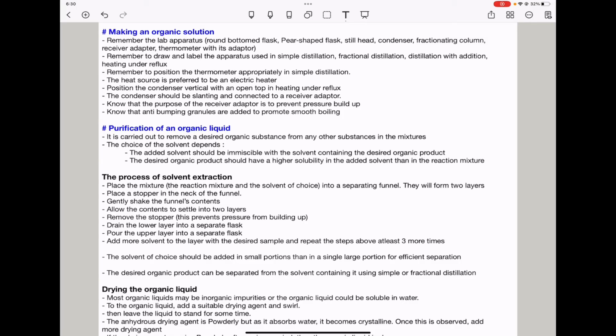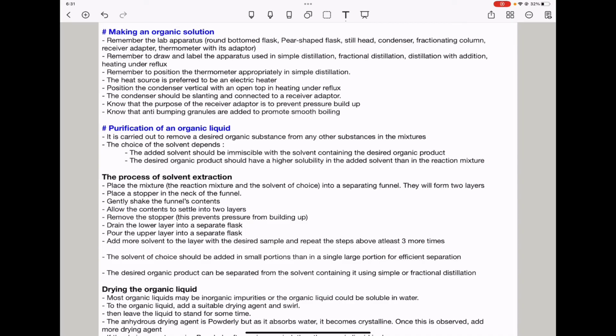You need to remember to position the thermometer appropriately in simple distillation. The bulb of the thermometer should be positioned at the entrance of the condenser. Remember the heat source that is preferred is the electric heater because some of these organic compounds could be flammable. You need to position the condenser vertically with an open tap if it's heating under reflux, and the condenser should be slanting or tilted and connected to a receiver adapter if it's normal distillation.